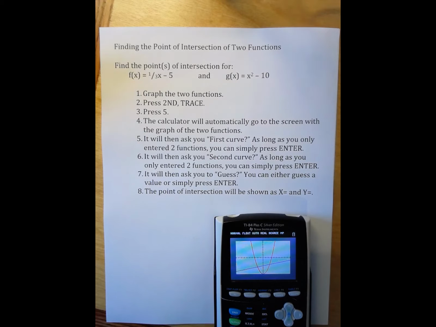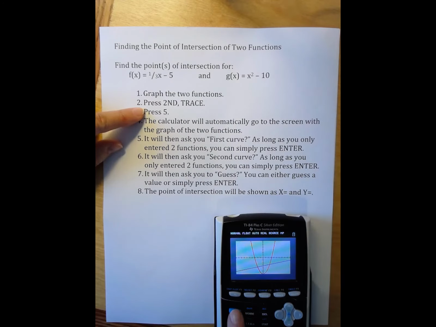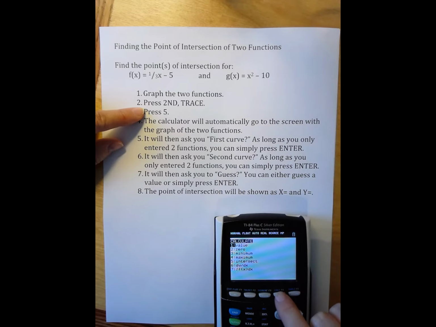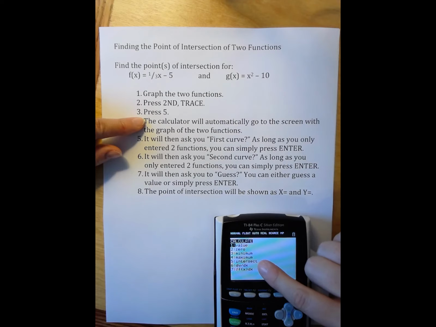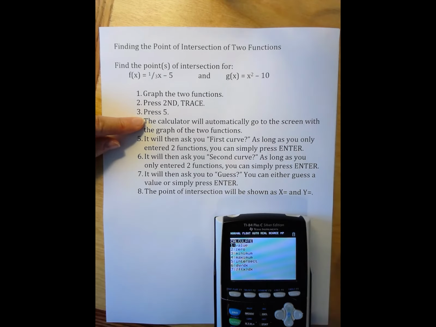However, estimating is not what I actually want the calculator to do in this case, so I'm going to have it find me as close to exact values as it can. The first thing I'm going to do is press second trace, because that gets me to the screen that says calculate. I'm trying to calculate the places where things intersect. So I'm going to scroll down or press 5.